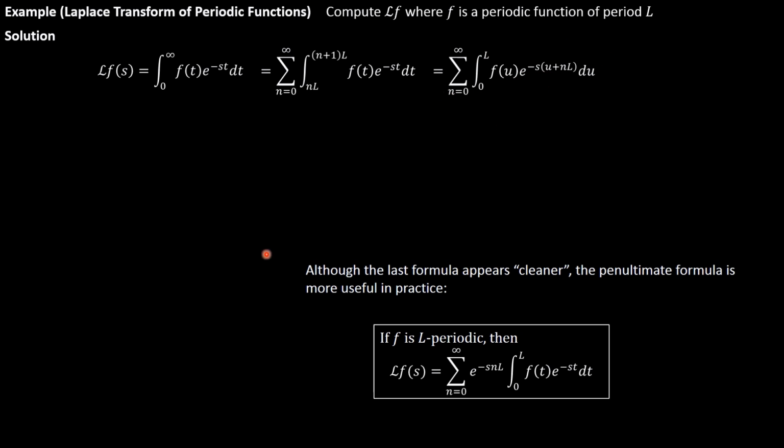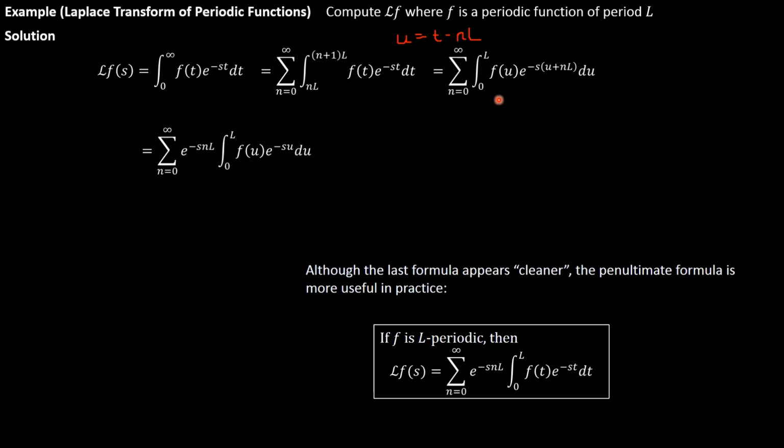Did I write that down? I guess I did not. So let me write that down for you. In order to get from there to there, let u equal t minus nL, and if you do that substitution, you turn this integral into this one.